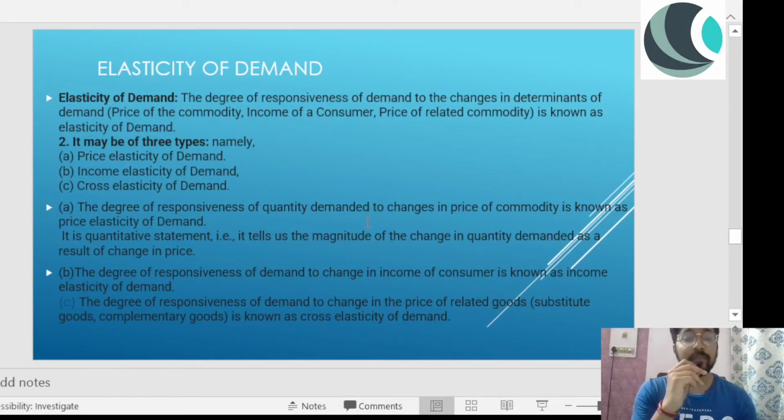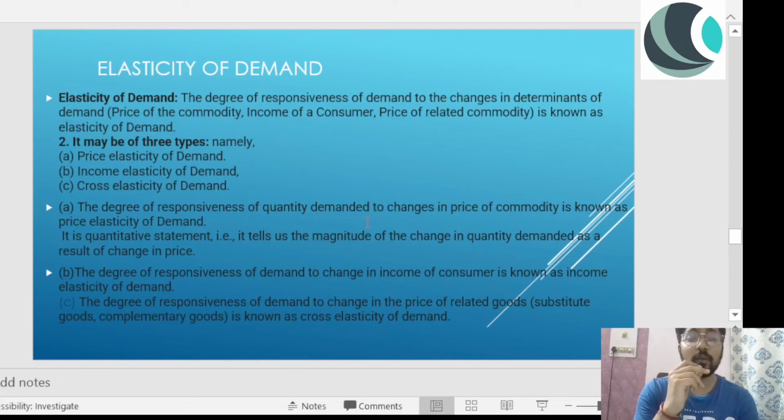Second, the degree of responsiveness of demand to change in income of consumer is known as income elasticity of demand. Now we are talking specifically from the viewpoint of income. Let's suppose my income rises, so my demand for a particular, let's suppose we are talking about a normal good, will increase. And how much will my demand increase for the normal good? Now let's suppose my income falls, so how much will my demand fall for the normal good? So that's the degree of responsiveness of demand to change in income of consumer, right?